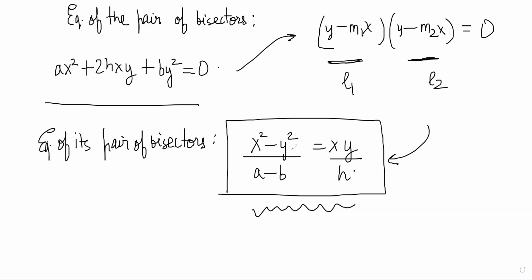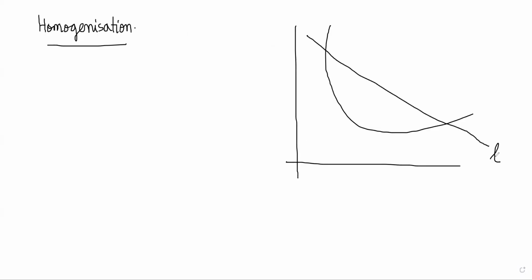Okay. Then the next idea and the last thing that I wanted to cover here is the idea of homogenization. So homogenization is a simple idea, and it is based on the theory of pair of straight lines only. So suppose you have a curve like this and you have origin here and you have a straight line like this. This is line L and this is curve C. And the line L is cutting the curve in 2 points B and A, right?